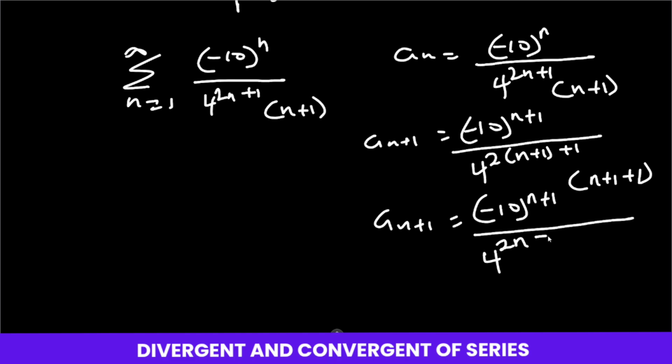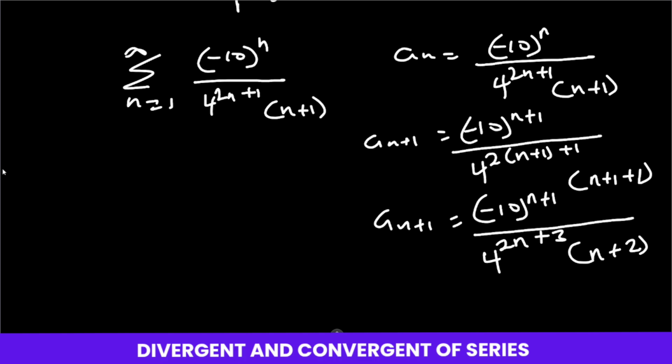that will give us 2n plus, so 2 times 1 will give us 2, plus 1, that will give us 3, all multiplied by n plus 1 plus 1, that will give us 2. So this is actually the value of a_(n+1).